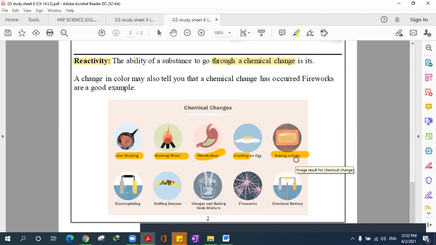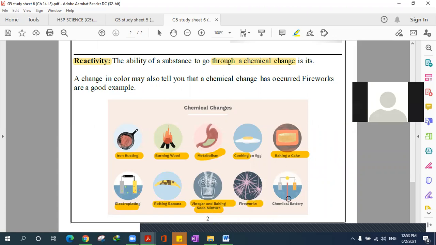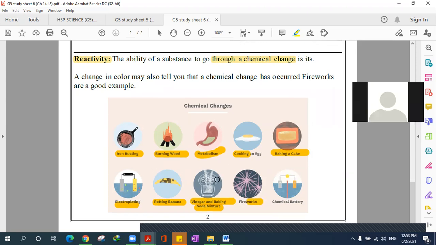You put flour and sugar and baking soda and all of this in the cake, and then you cook it, right? Can you get everything back to its normal shape? No, because it's mixed. You cannot separate them anymore because it's a chemical change. Electricity and rotting banana. Well, mixing vinegar with baking soda is like the volcano we did in the science lab, if you guys remember. Fireworks and chemicals in batteries, all of those are chemical changes.